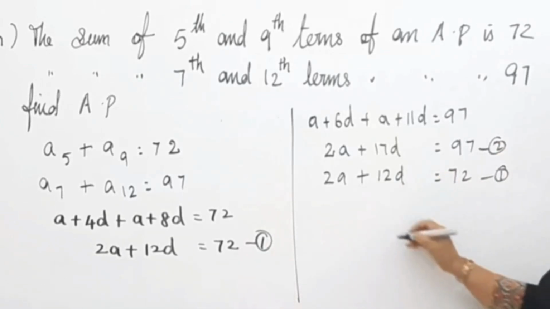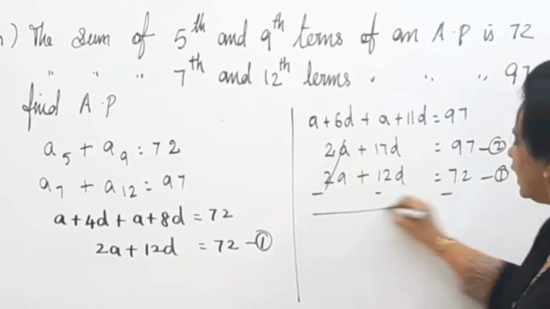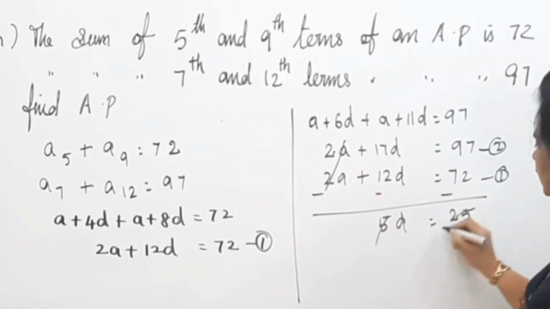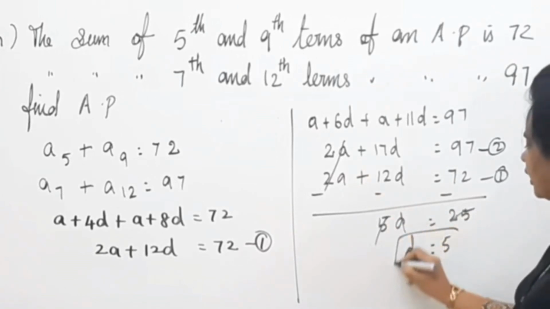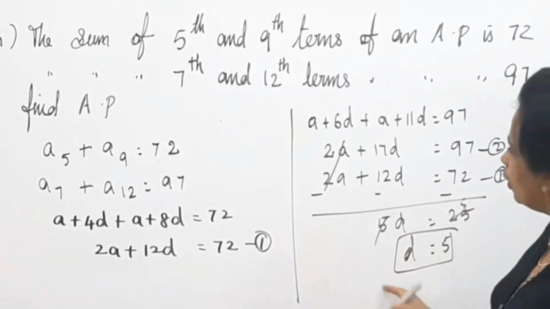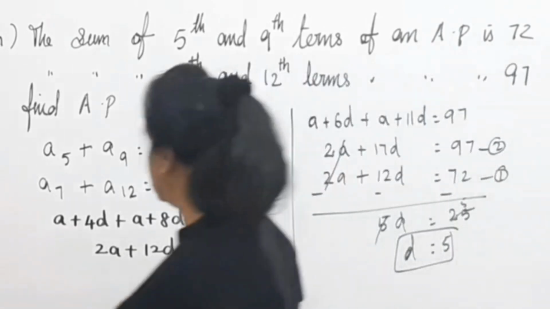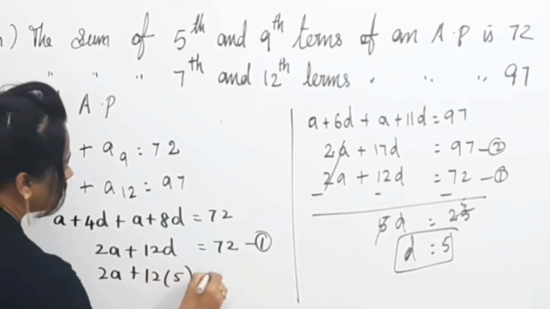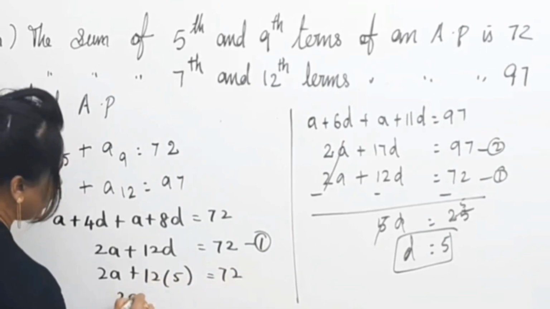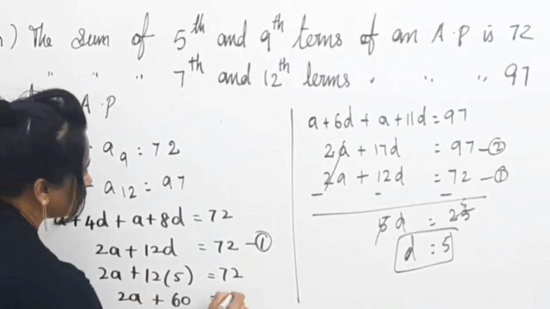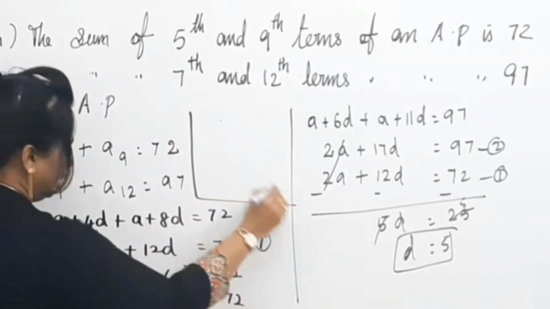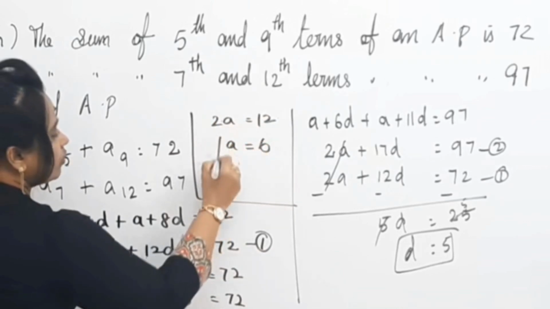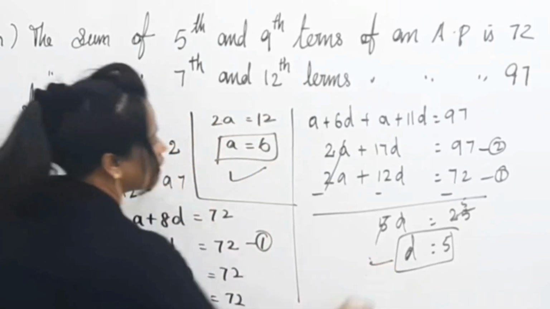Now you know the pair of linear equations to solve. So 2a gets cancelled. That is 5d is equal to 25. So d is equal to 5. I get my d. Now go and substitute in any one of these equations. So 2 into a plus 12 into 5 is equal to 72. So 2a plus 60 equal to 72. I get my 2a is equal to 12. So a is equal to 6. So I got my a and I got my d.